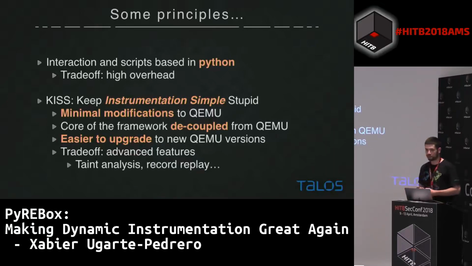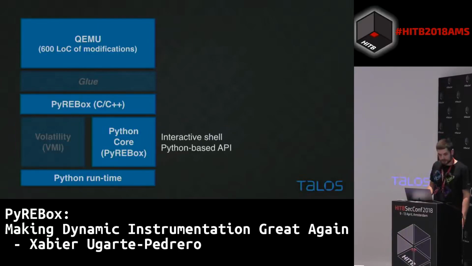I think there are around 600 lines of code. I think I have it in the next slide. So QEMU only has 600 lines of code of modifications, and the rest of the framework is decoupled from QEMU. This makes it easier to upgrade to newer QEMU versions, but the trade-off, again, is that it lacks some advanced features, at least for the moment, like taint analysis or record and replay. In some problems, you may need to use these features, but in others, if you don't need them, it's fine.